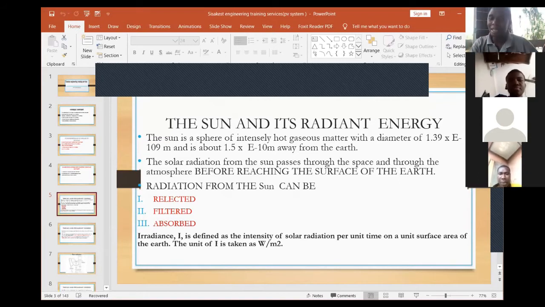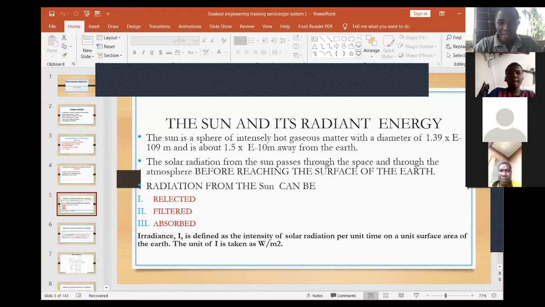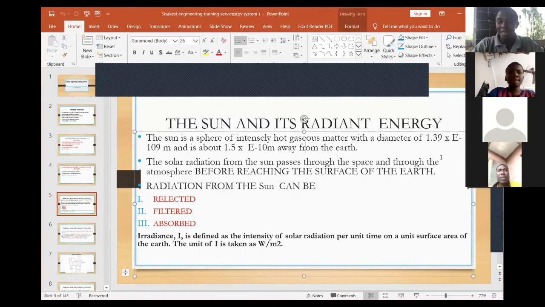That means that if you are looking at the sun at a farther distance like that, and you are seeing it as that image, the sun is not actually a small object. It's a very massive object. That's what it simply means. So the sun is a sphere of intensely hot gas with a diameter of about 1.39 times 10 raised to power 9 meters, and it's about 1.5 times 10 raised to power 10 meters away from the surface of the earth.